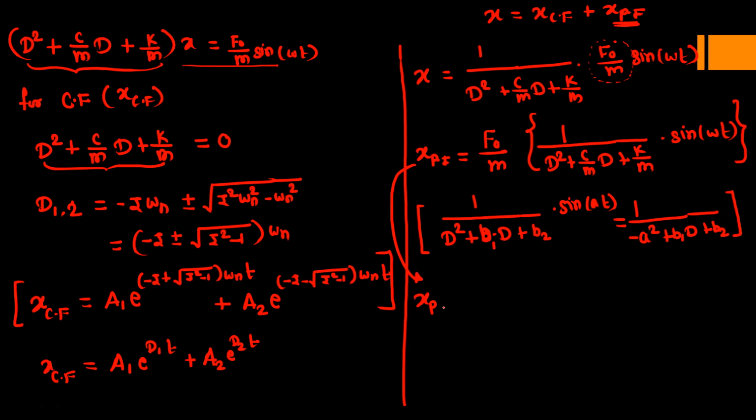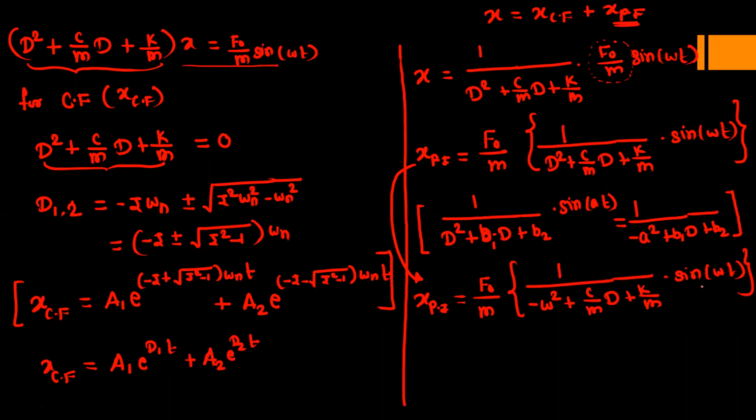Therefore, we can write x particular integral equal to F0 upon m, which is 1 upon minus omega square plus c upon m D plus k upon m, into sine omega t. This sine omega t term will remain as it is. After that, our final aim will be to cancel all the D operators from the denominator. So just rearrange this equation.